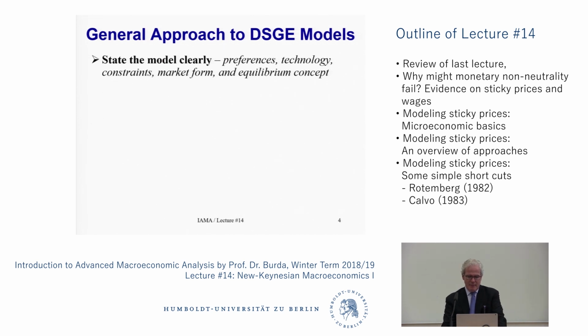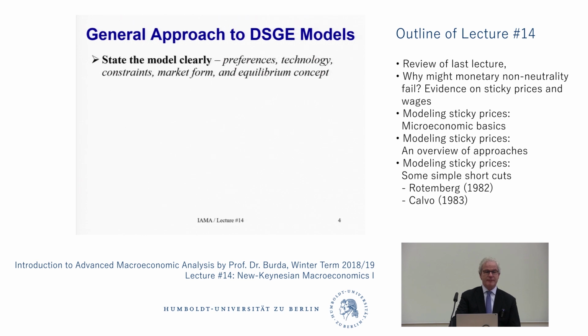So you want to state a model that's clear about people's preferences. They may not be rational, but at least they're well-defined and not arbitrary. Usually, to be not arbitrary, they have to be consistent. And that's why we'll stick to that. You have to write down a technology of production, because economies are about production of goods and services. You want to write down constraints that agents face, that the economy faces as a whole.